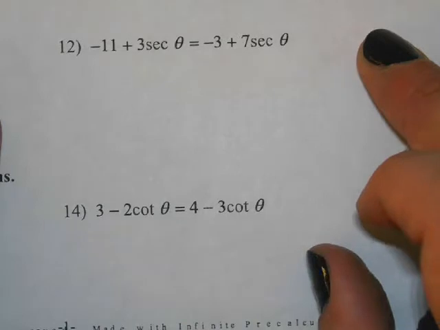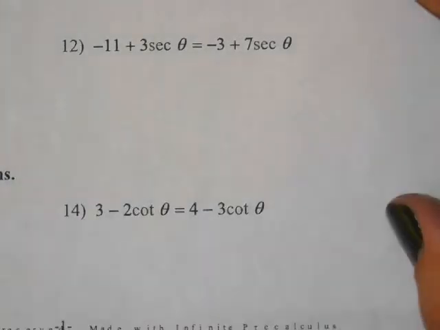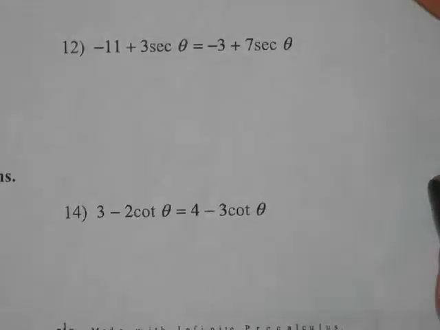Here we go. So on number 12, you have your variable, your secant theta is your unknown. And you have that secant theta on both sides of the equation. If we were doing an equation that was just in terms of x's and you had x's on both sides, what would you do with those? You'd move them to one side. If you had them on the right and left, you might take the ones on the right and subtract them over to the left side. So that's what we need to do here.